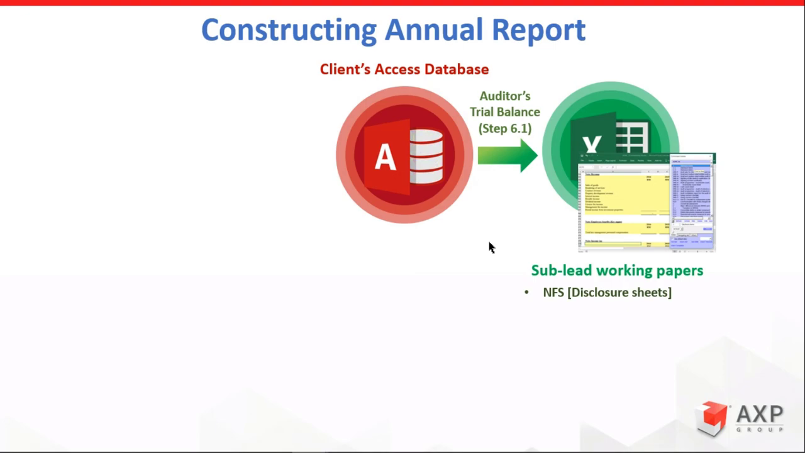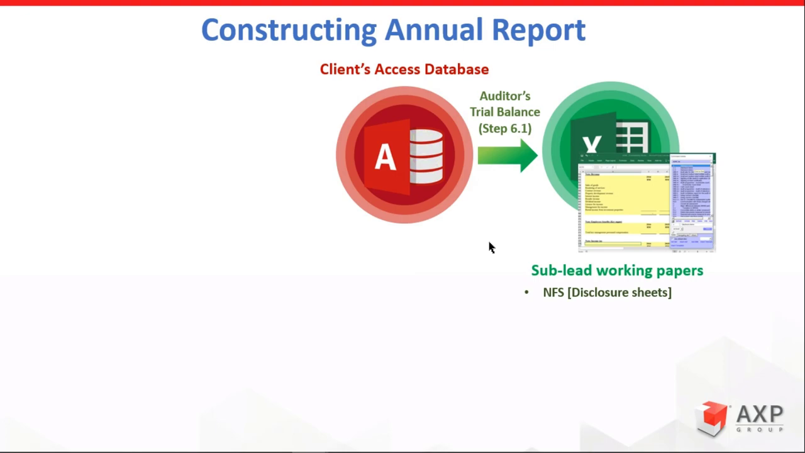This sub-lead working paper actually contains two parts. The first part we already covered yesterday. Today we will cover the second part, which will be the notes to financial statement. Yesterday that part was more on the audit working papers, your audit working paper templates, audit program. That one is the first part of this audit sub-schedule.